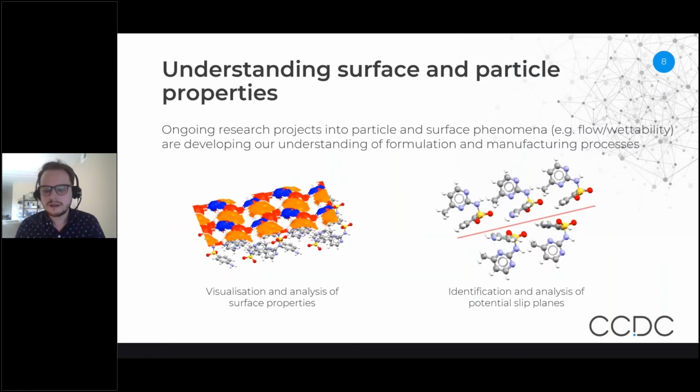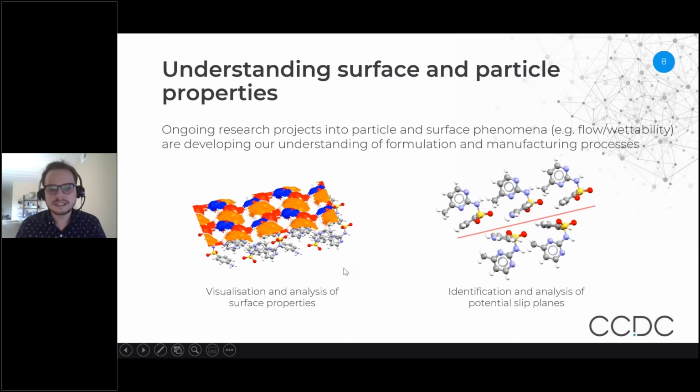And we now have a postdoc who is working full-time in this area, named Alex. They're currently studying properties such as surface phenomena like flow and wettability, and developing understanding of formulation and manufacturing processes. So here are some things that are currently being looked into.